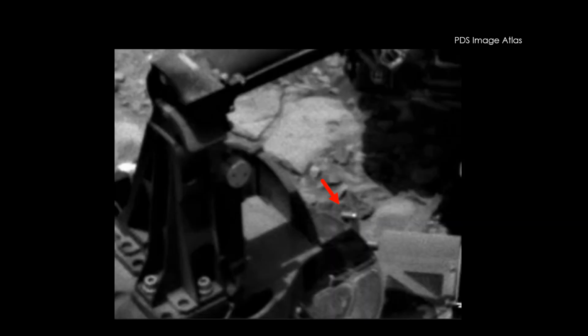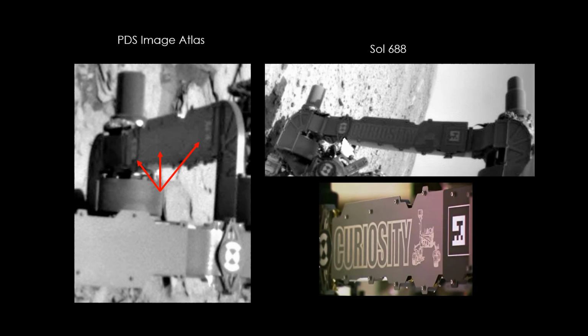In this closer view, we can see the dowel is not a part of Curiosity's equipment, but coming directly out of the surface below. There is a second issue with the image. We need to take a closer look at the robotic arm. When we turn and lighten the image, Curiosity's name cannot be seen on the nameplate.